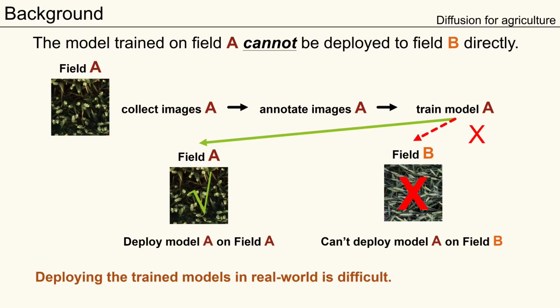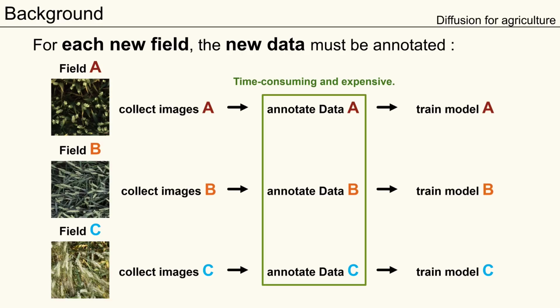In other words, the model trained on field A cannot be deployed to field B directly. Real-world deployment of the trained model is difficult. For each new field, new domain, the new data must be annotated, which is time-consuming and requires knowledge. In practice, this prevents ordinary users, such as growers, from adopting this detection method.